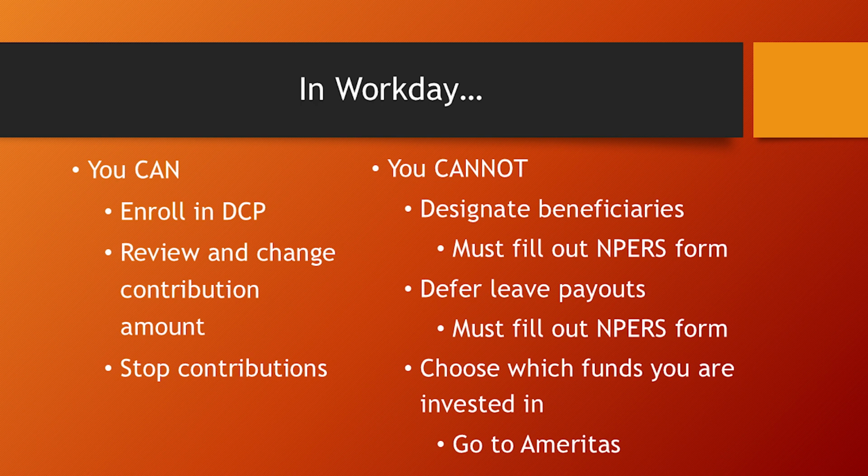First, you are not able to designate your beneficiaries. This is something you are required to do, and you must do so by filling out the NPERS Beneficiary Designation Form. This can be found on our website, and you can fill it out, then either mail it in or bring it to our office. You can set the same beneficiaries as your mandatory retirement plan, but you still must fill out a new form for the DCP. Your pre-existing one will not work.